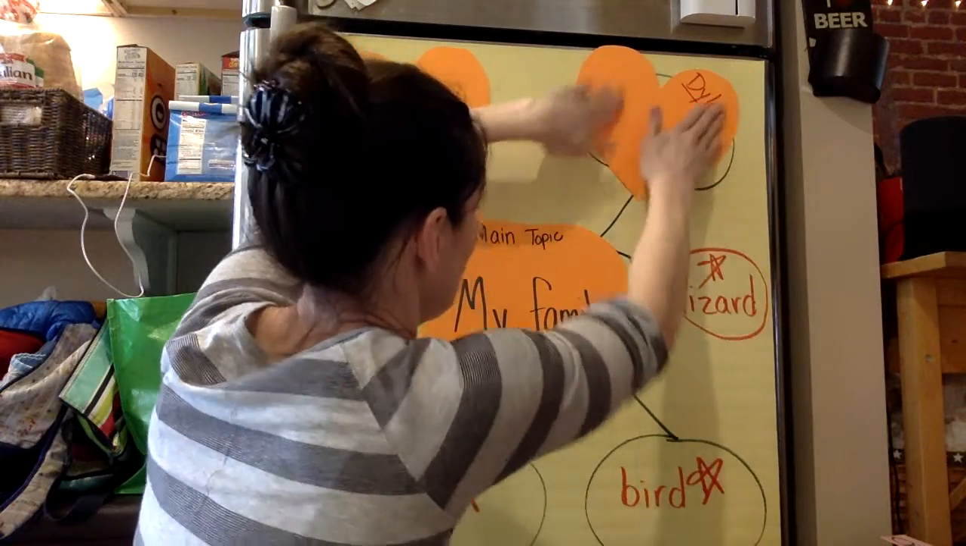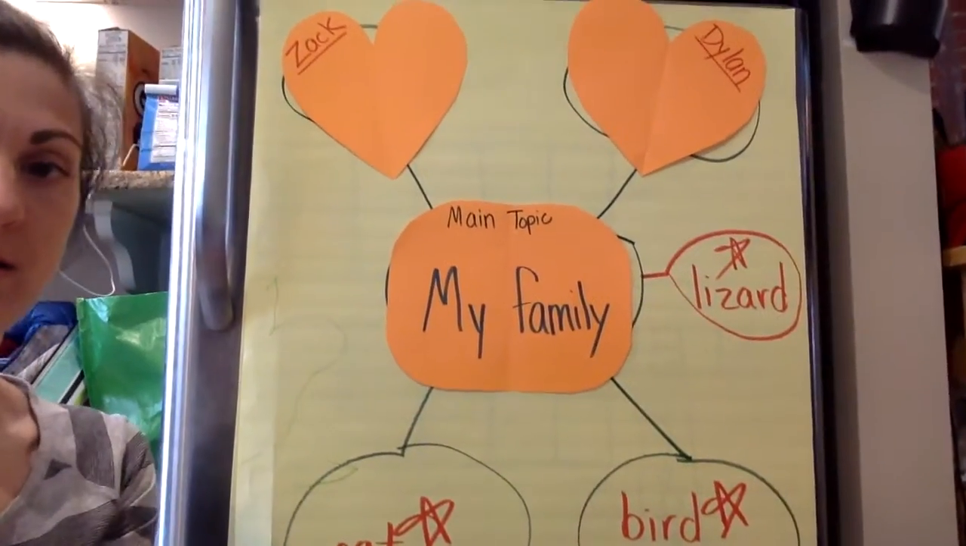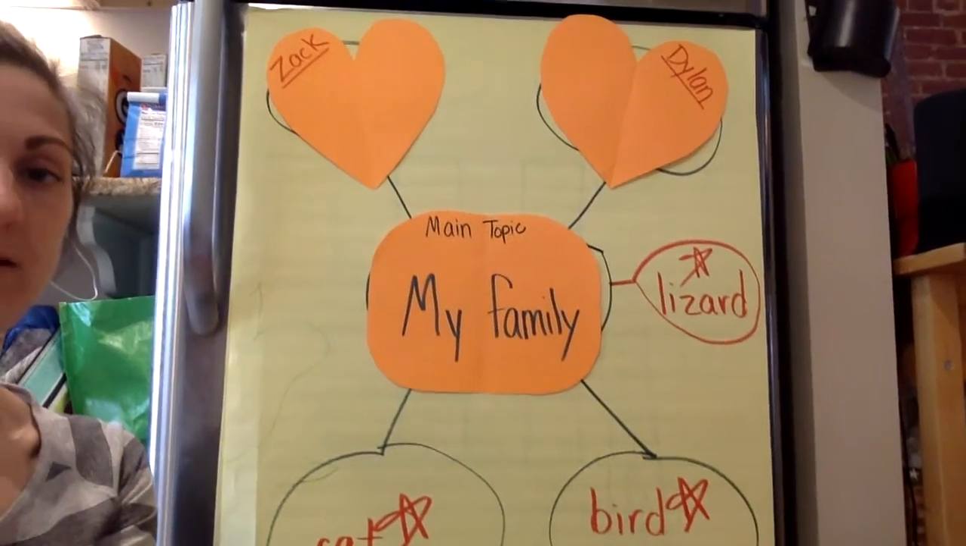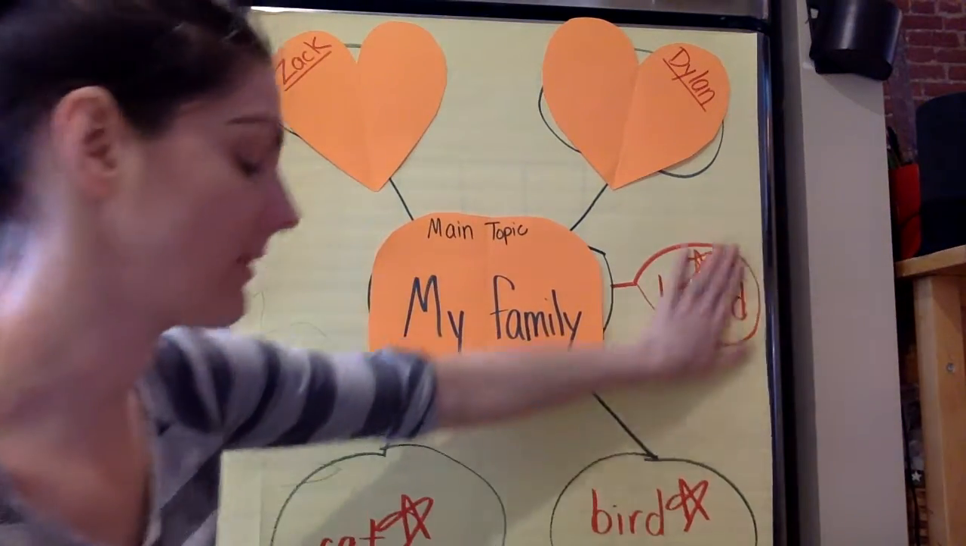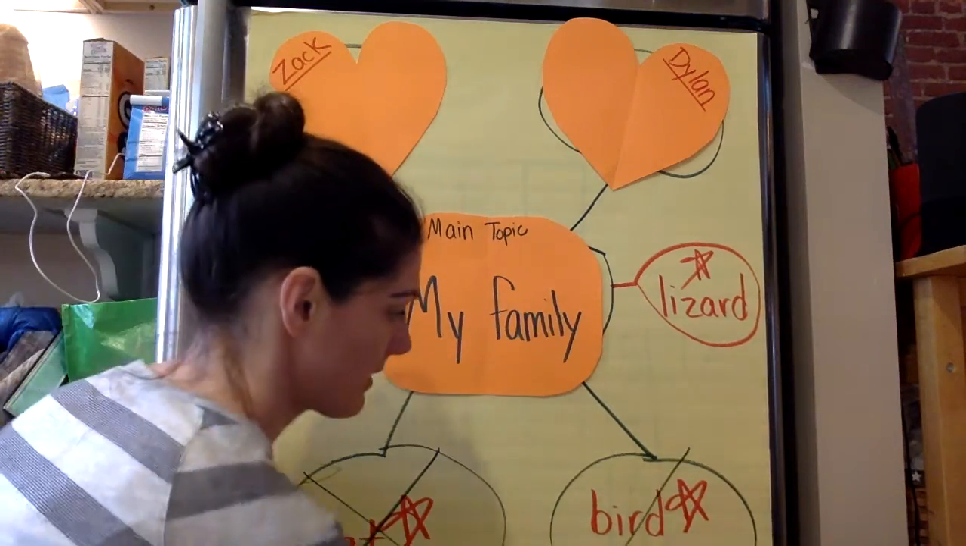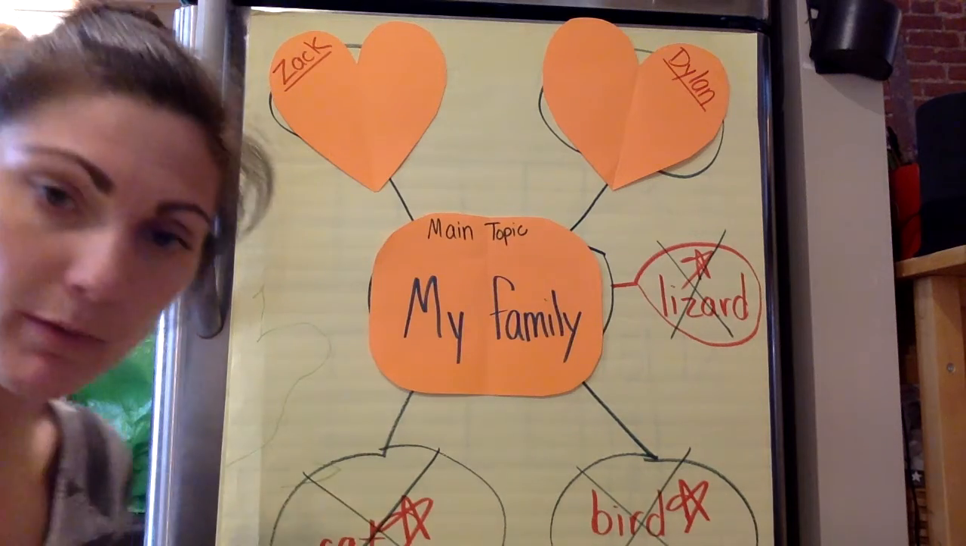So there we go. So we have Zach and Dylan. Okay. So I can cross these out. Obviously, I'm not using these for my writing. Okay, I'm just going to use these two because they're the only two that live with me.